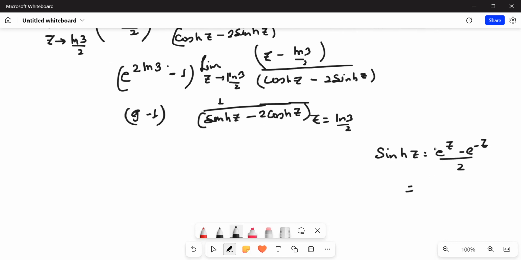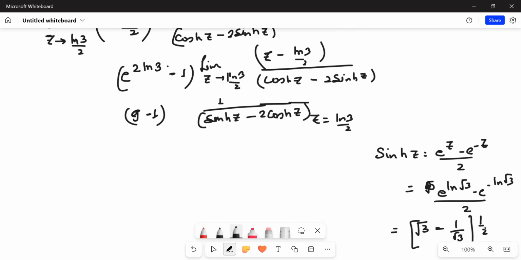So this you will get, if I use ln, I should write root 3 minus e to the power minus ln of root 3, divided by 2. So instead of 1 by 2 ln 3, I've written ln root 3. So this you will get root 3 minus 1 upon root 3, times 1 upon 2. This is sinh z at ln 3 by 2.